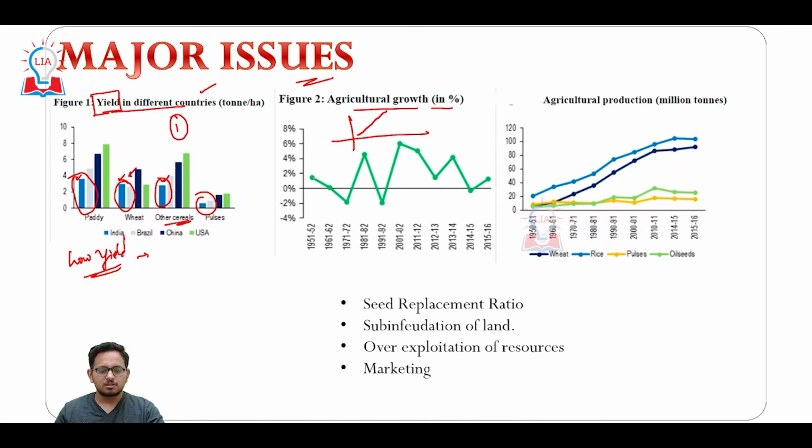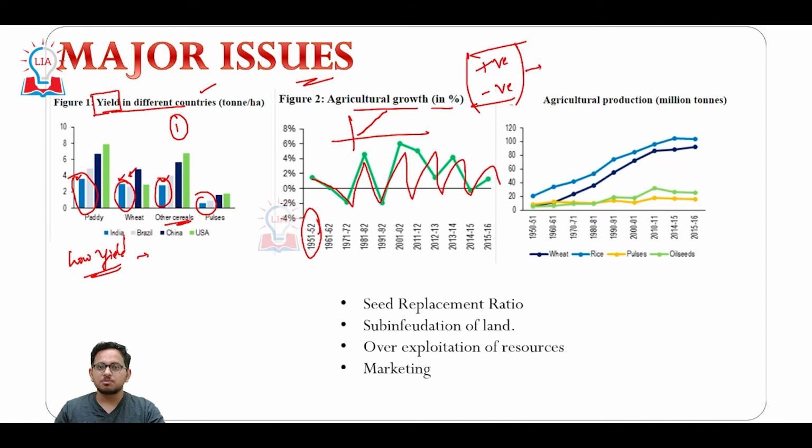But look at the agricultural growth rate from 1951 to 52, we have a 10-year gap. Agricultural growth rate is volatile. Some years agriculture has shown a positive growth. The succeeding year it has shown the negative growth. It is at extremes. We do not have a linearly increasing agricultural output growth. This is the second biggest problem with respect to agriculture.